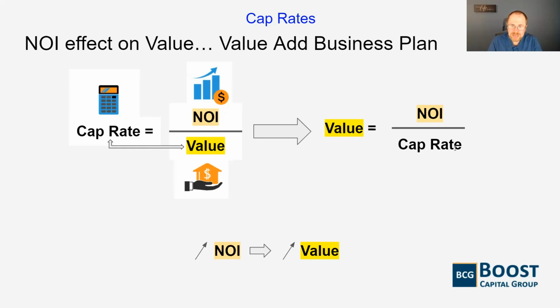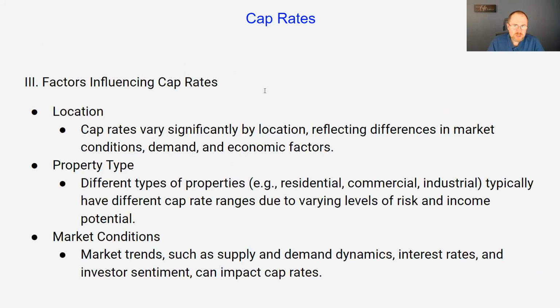So in other words, at that stage, when you do a value add business plan, when you're able to increase the NOI by either increasing the income or decreasing the expenses, using the same cap rate, automatically the value is going to increase, right? If you increase the NOI, the value will increase as well. That's what we are saying here, and that's the pure definition of the value add business plan. Don't hesitate if you have any question.